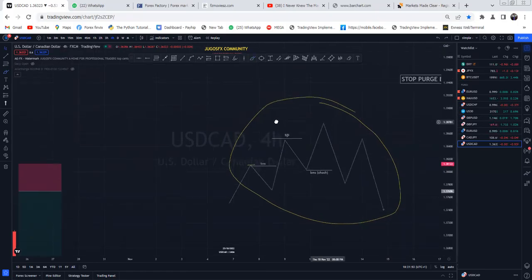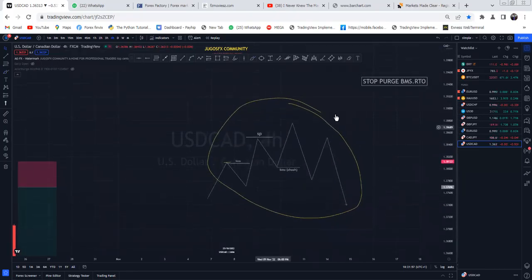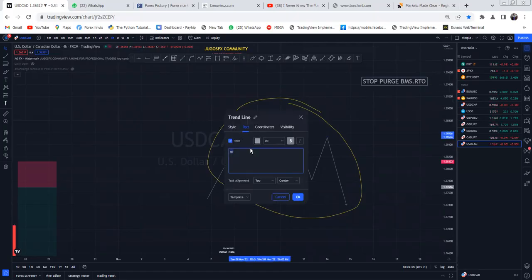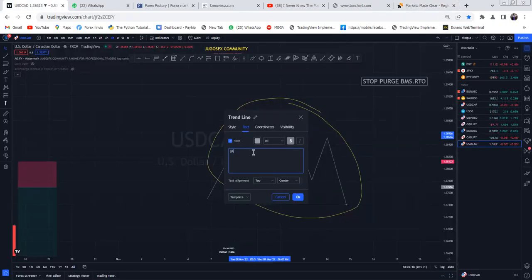Now with this one here, we have all these things in this particular pattern. The stop purge is this one. This is our stop purge. SP, you can put it as stop hunt or whatsoever. Sometimes we call it turtle soup too, right? Sometimes it's called turtle soup.